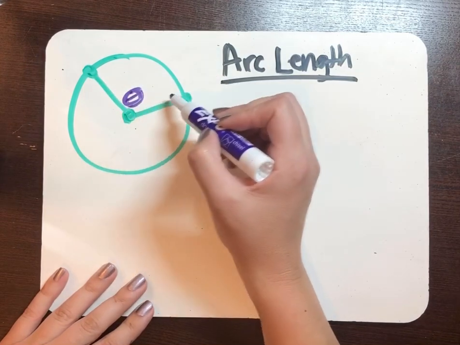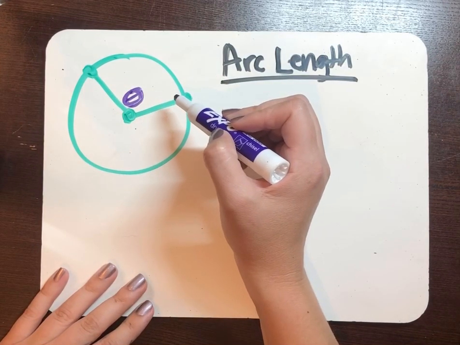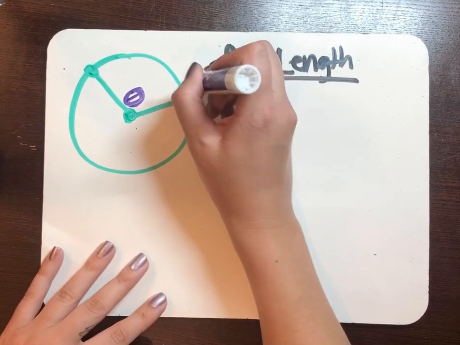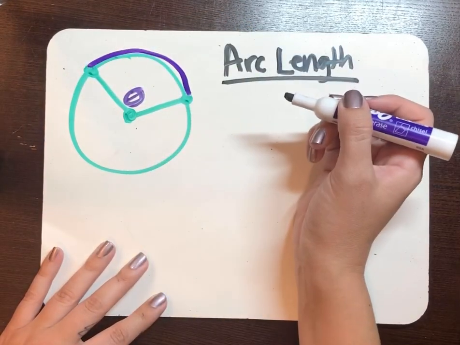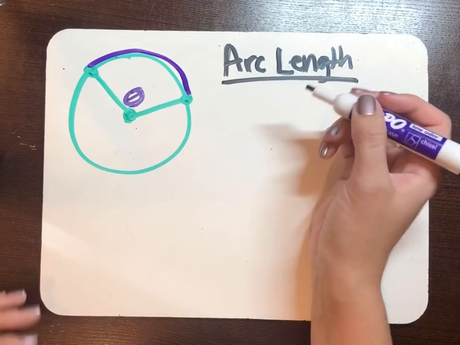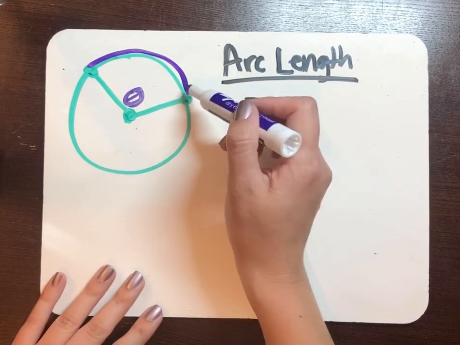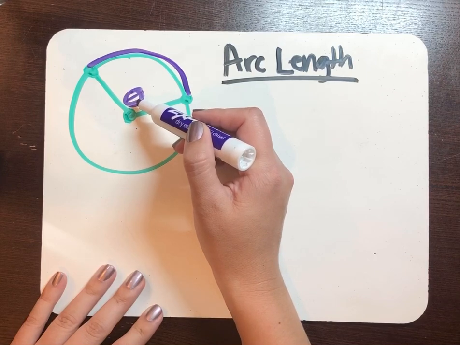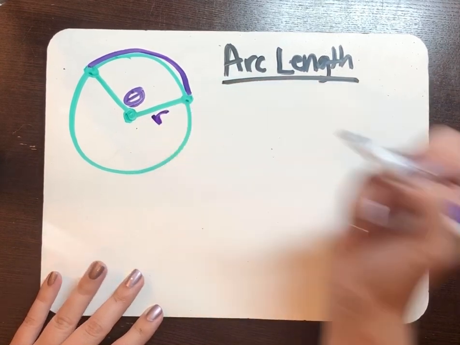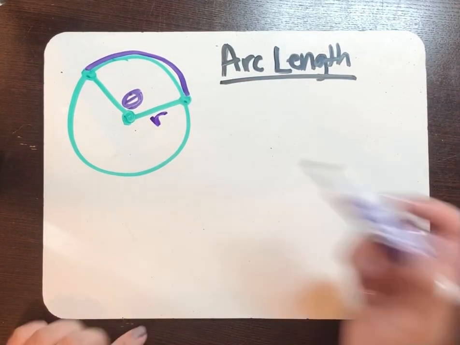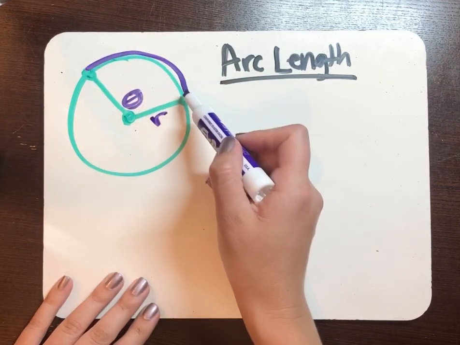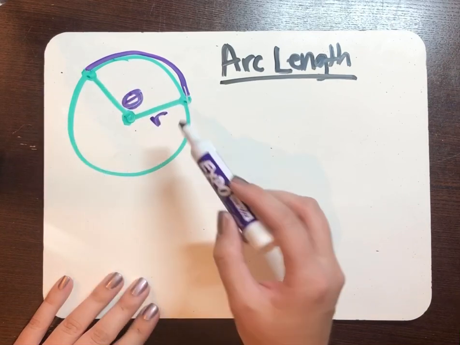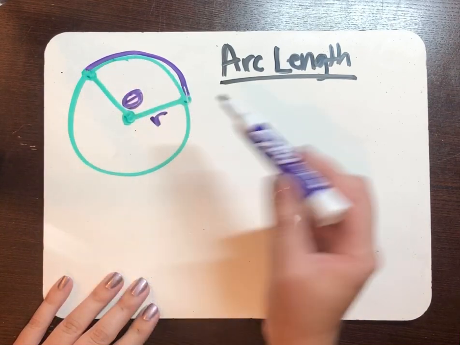Now, because this angle is a measure less than 180 degrees, this arc here is considered a minor arc. So we're going to look at what the equation would be to determine this minor arc given a central angle, theta, and the radius of the circle. An arc is part of the circumference of the circle. So it's not all the way around the circle, it's partially around the circle.